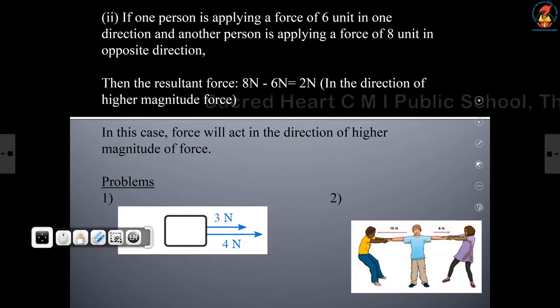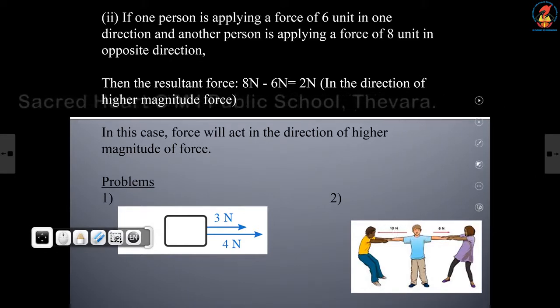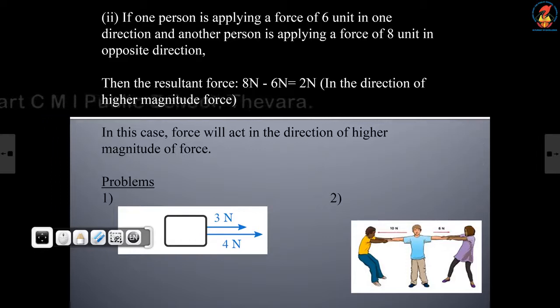Two students are applying a force. Here 10 Newton is there, here 6 Newton is there. They are acting in the opposite direction. So, how will you find the net force? Take the difference.